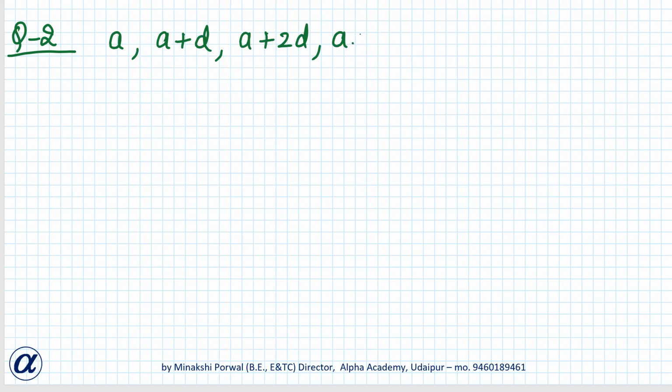Then next question. In question 2, we have to find first 4 terms. If A and D is given, first term will be A, second term will be A plus D, third term will be A plus 2D, fourth term will be A plus 3D. So you can just substitute the values and find first 4 terms. So everybody can try question number 2 and we'll discuss it once all of you finish trying. Okay.